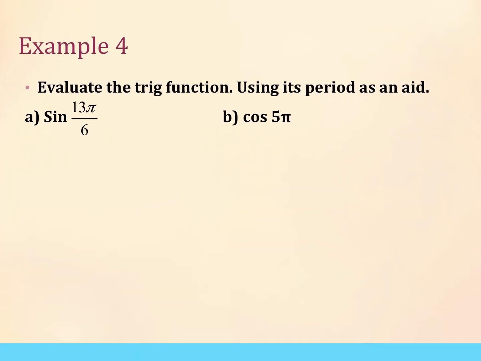All right, so it says evaluate the trig function and use its period as an aid. Its period means that it repeats, okay? That means coterminal angles. So 13 pi over 6 is obviously not in my unit circle. Convert that to a mixed number.